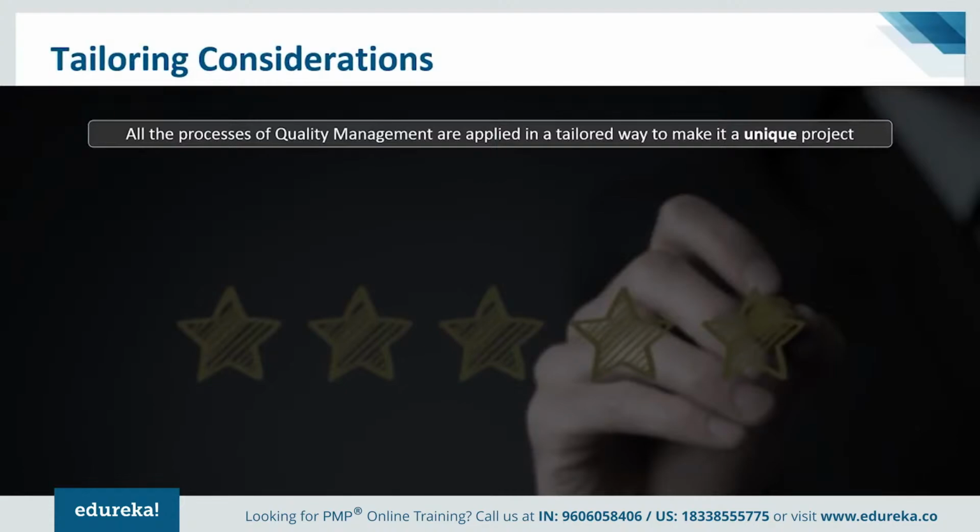PMBOK 6th edition specifically talks a lot about process tailoring. Let's take a few examples. For example, policy, compliance, and auditing. Whichever project you're working on, you have to do the customization or tailoring around the way you're working, considering the compliance requirements or audit requirements.